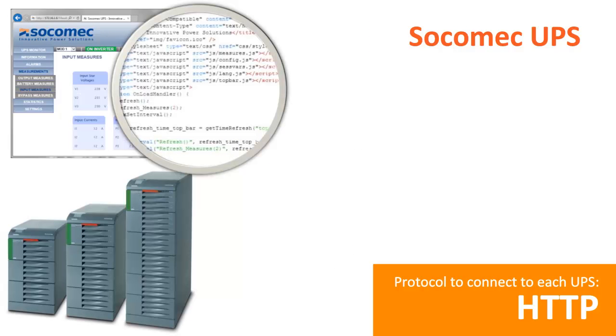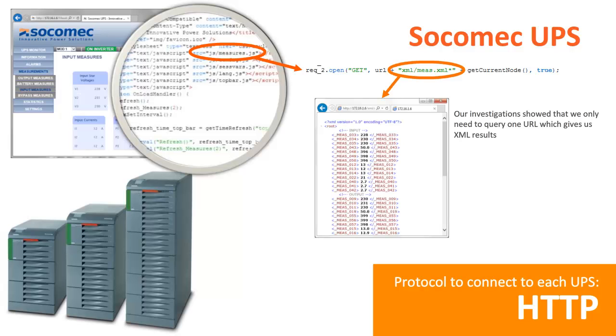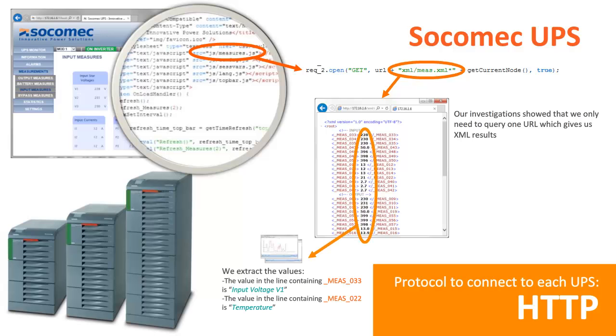As for the UPS, we queried a URL to obtain XML results from which we could extract the required values, like the voltages and temperatures of the battery, the overall power consumption, and the device efficiency.